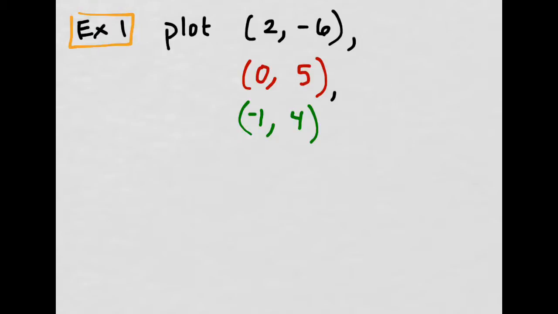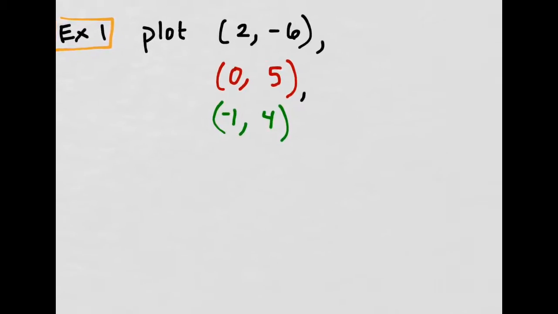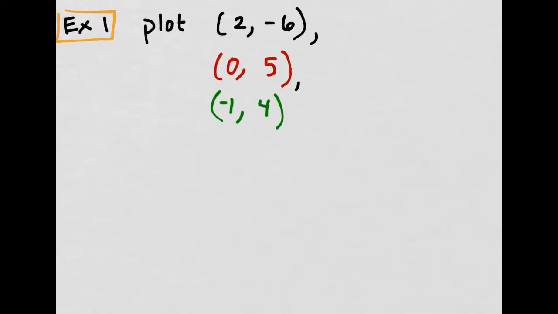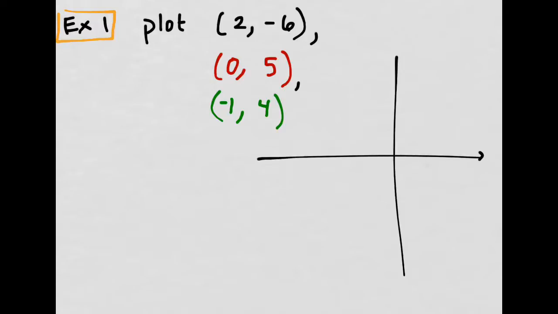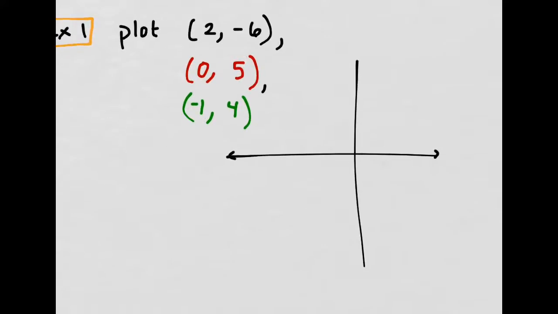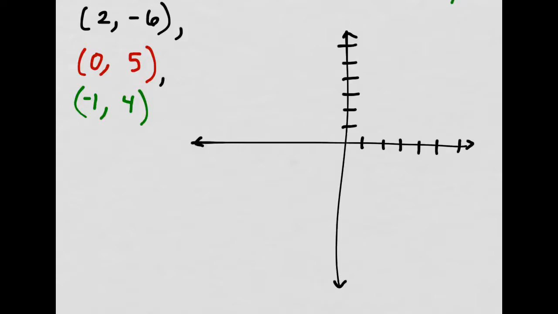Okay, the instructions here are to plot these 3 ordered pairs. The first thing I'm thinking is, oh, I need a coordinate plane. So I'll draw one. I'll draw my x and y, and I'll put tick marks. I need to go up to 6. That's my highest one. I'm just drawing it here. 1, 2, 3, 4, 5, 6. 1, 2, 3, 4, 5, 6.